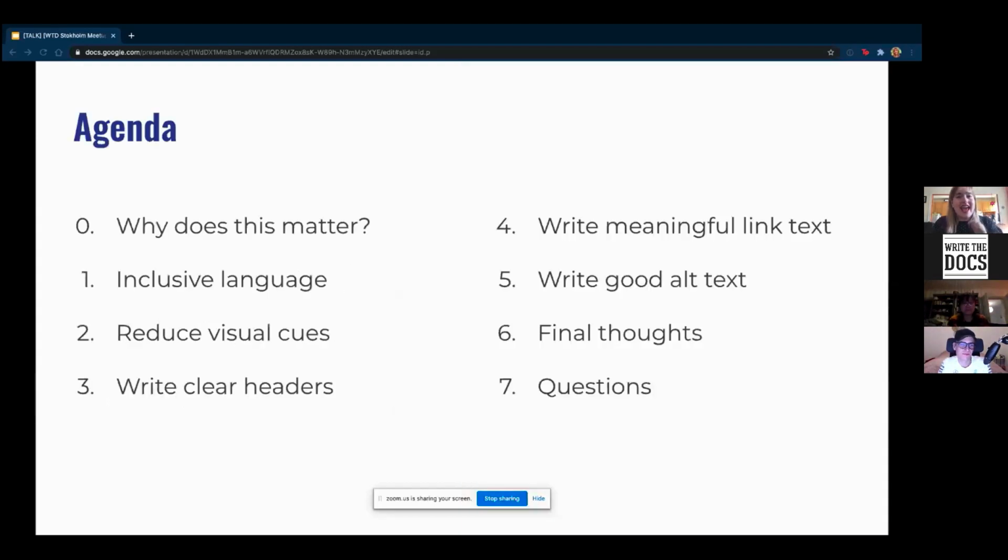On the agenda today, I'm going to remind you why accessibility is important and why we as writers need to care. I'm going to give you 5 practical, actionable ways to make changes to your documentation, and then I'll leave you with some final thoughts and time for questions.